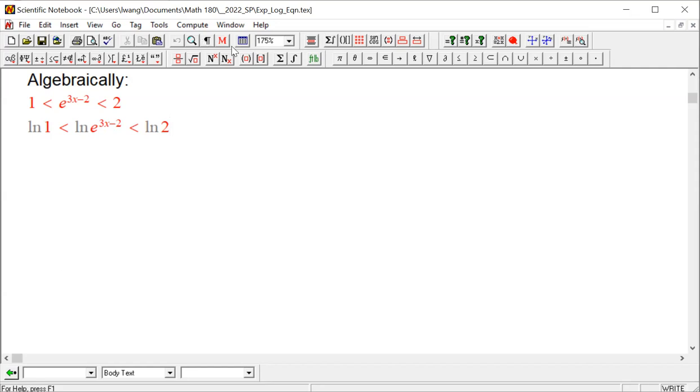The reason is ln x is an increasing function. If it's a decreasing function, we have to reverse the direction of the inequality sign. If it's decreasing, we have to reverse the inequality sign. Fortunately, we have these.